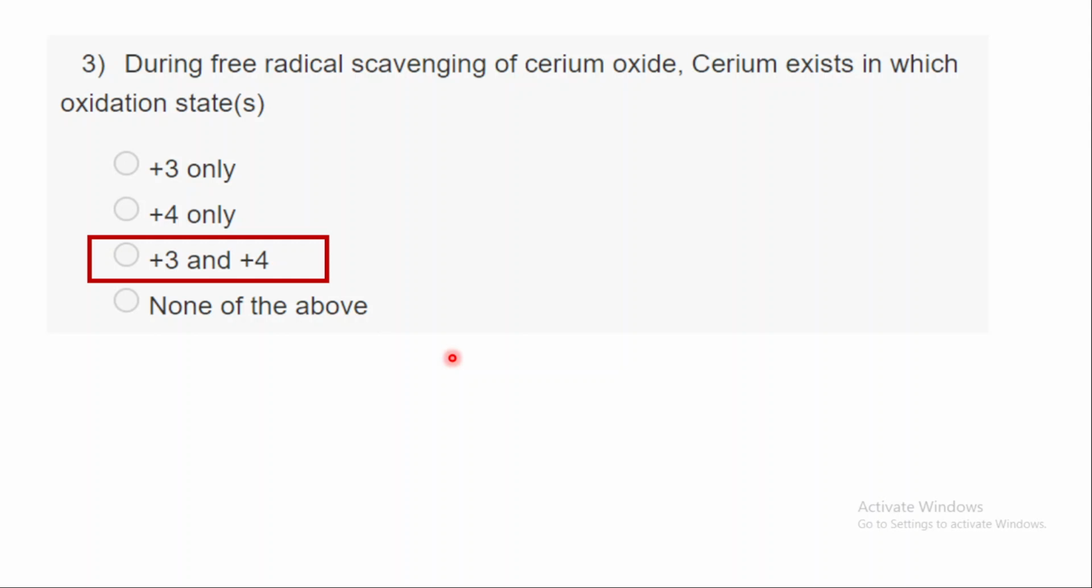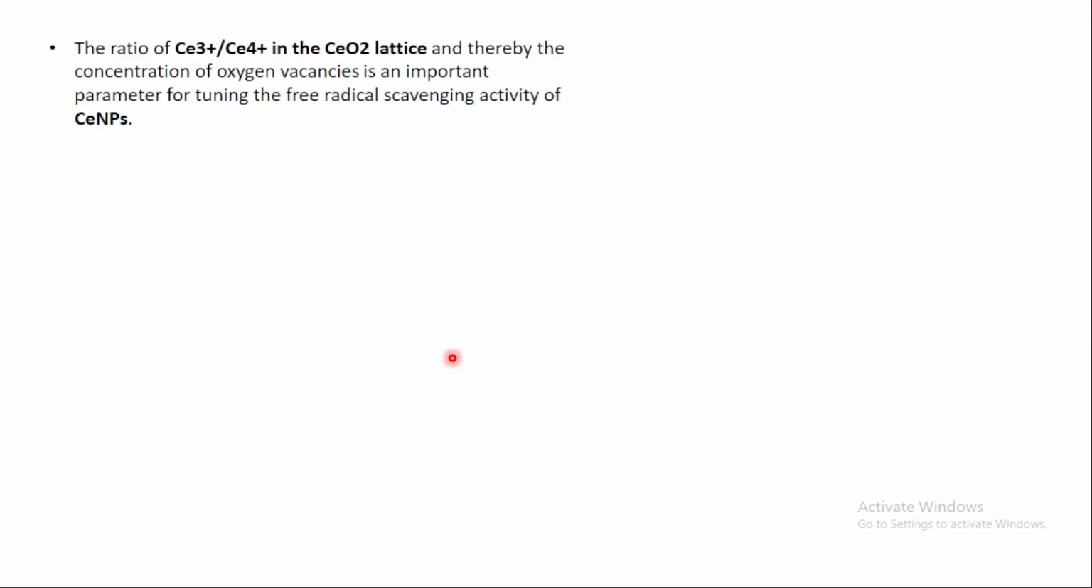So cerium exists in plus 3 as well as plus 4 oxidation state in cerium oxide during free radical scavenging. Now let us learn what happens in a cerium oxide molecule when it is existing in a lattice. The ratio of Ce3+ to Ce4+ in the CeO2 lattice, and thereby the concentration of oxygen vacancies, is an important parameter for tuning the free radical scavenging activity of CeNPs. Here CeNPs means cerium nanoparticles.